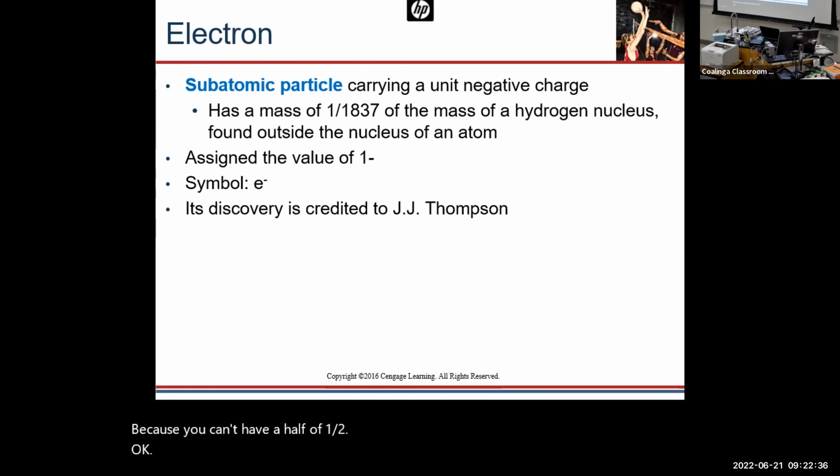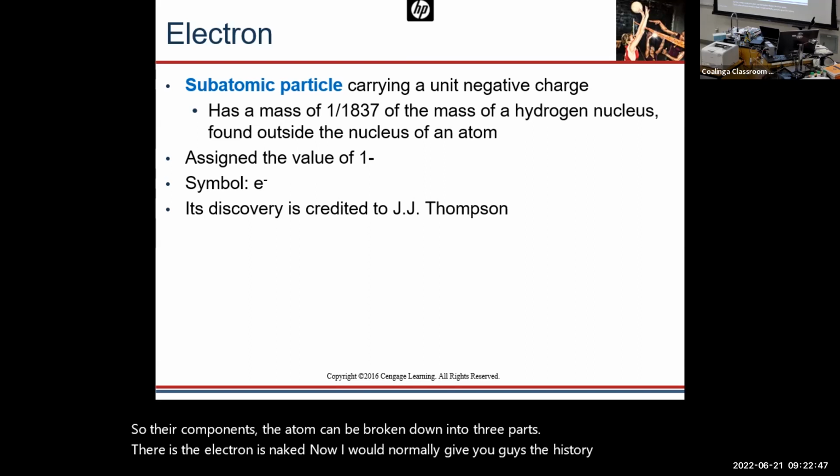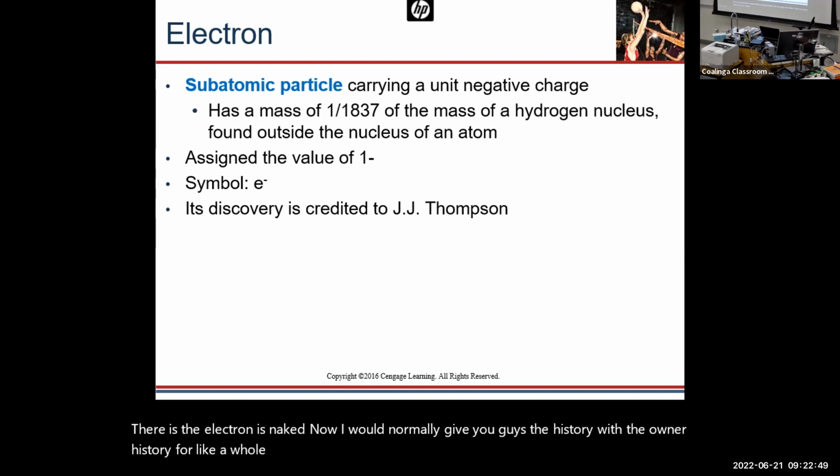So there are components. The atom can be broken down into 3 parts. There's the electron. The electron is negative. Now, I would normally give you guys the history. We'll go over history for a whole day. Don't worry about the history. All you need to know is J.J. Thomson was the guy who discovered it, and that it's negatively charged.